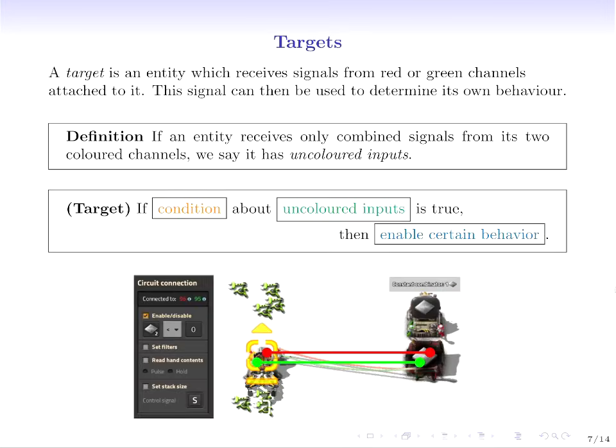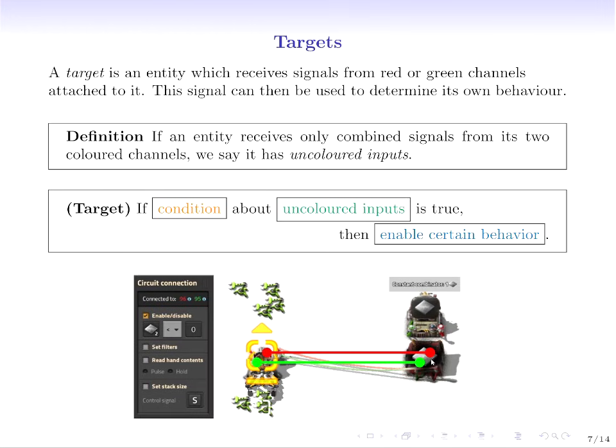Now a target is an entity that receives a signal from its red or green channel, and this signal can be used to determine its behavior. Something that's important to remember is that the entities have 2 channels associated to it. It has a green and red channel, and when it uses the signal it receives to make a condition, the signal it uses is going to be the combined signal.